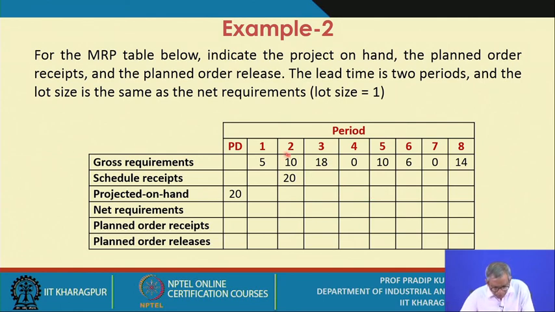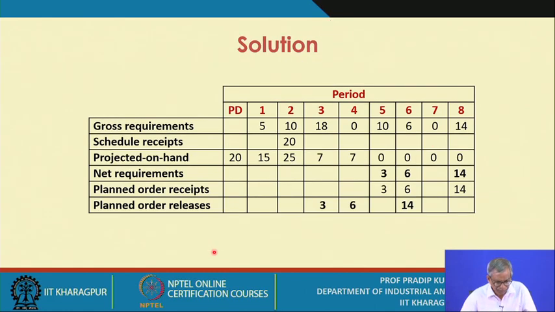Here the gross requirements are more or less erratic, the demand pattern being 5, 10, 18, 0, 10, 6, 0, 14. It may not follow any particular pattern. Now, scheduled receipts: in the second period it is known that there will be scheduled receipts of 20 units. So the projected on hand is 20. Now you have to calculate the net requirements, the planned order receipts and the planned order releases.